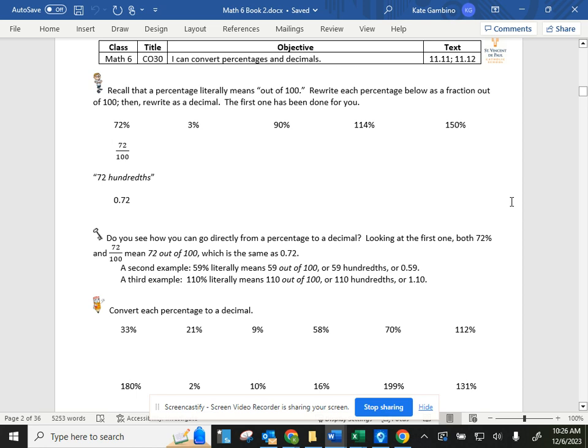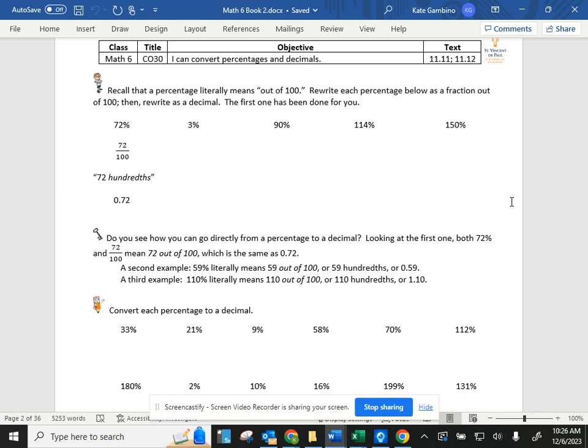Good morning. Today we are continuing with those percentages with CO30. I can convert percentages and decimals. So yesterday we were going back and forth between percent and fraction. Today we are doing percent and decimals.